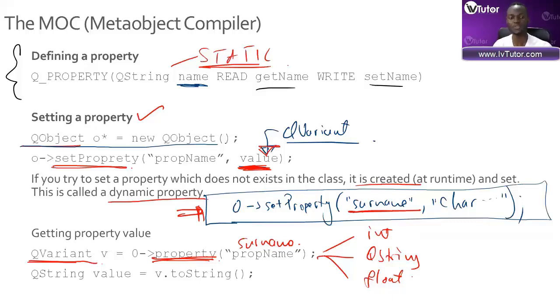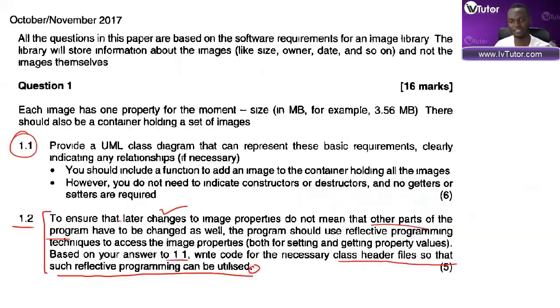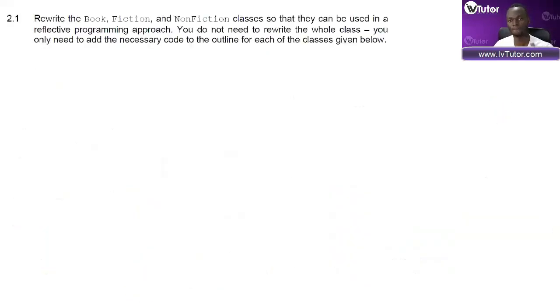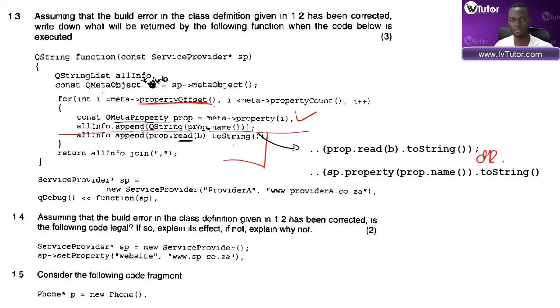So once you get the QVariant, you can then cast it to its actual type. If you know that it's a string, then cast it to a string using the toString function. And again, these are all predefined functions. So those are the two options here when it comes to reading the value of your properties.